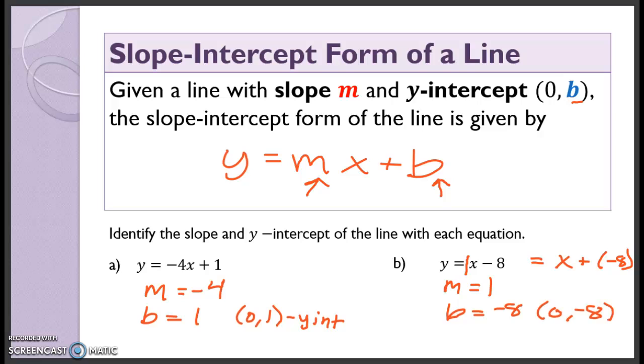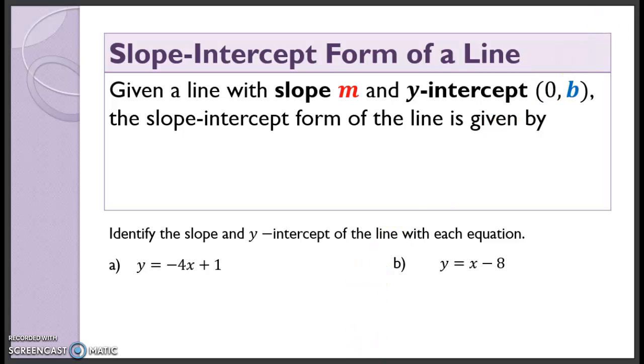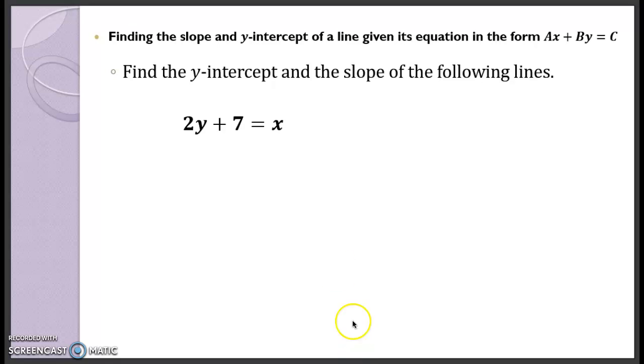All right, but what if we don't have that form? What do? Let's say we have the form like this. Well, we have to put it in the form y equals mx plus b. So the first thing that we're going to do is we're going to try and get the y by itself. So we're going to subtract 7 from both sides. So we get 2y equals x minus 7.